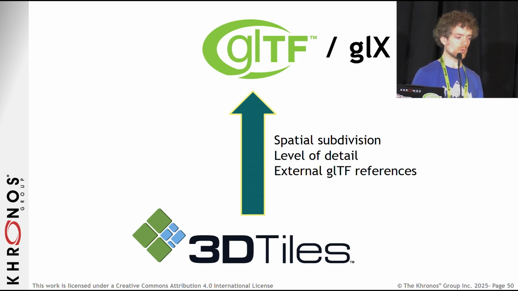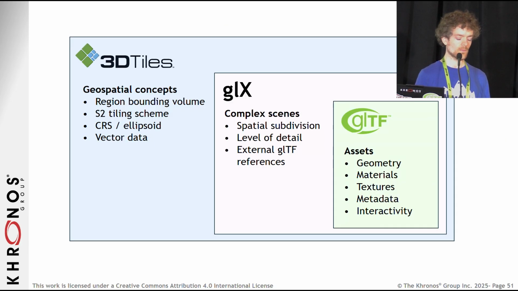That's through the whole glTF external references effort, which we also call GLX. This is a conceptual model of what this looks like. glTF is the assets, it's the geometry, materials, and textures. And then GLX is this layer above that represents complex scenes. Whether it's a separate file format or a set of extensions is still up in the air at this point. But GLX would contain the spatial subdivision, the level of detail, and the external references. So you can create complex scenes.